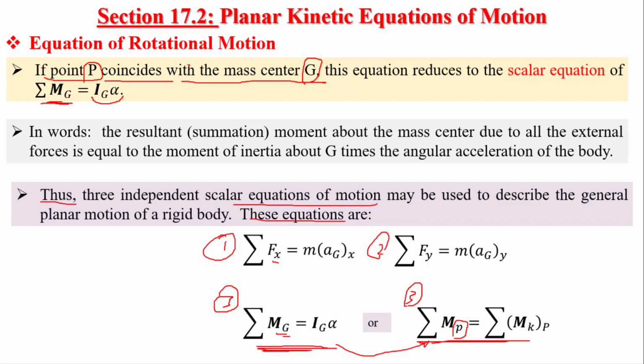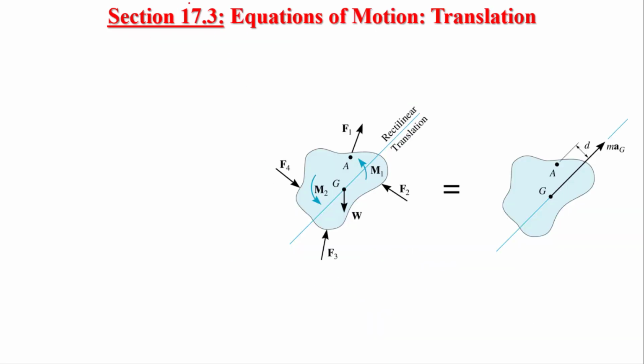Okay? So this is section 17.2. Section 17.2 talks about the general kinetic equation of motion: summation of force x, summation of force y, summation of moment about the centroid or any other point. Now we'll see in the coming sections that they are dealing with the three types of motion.